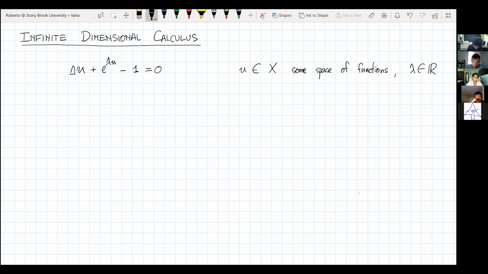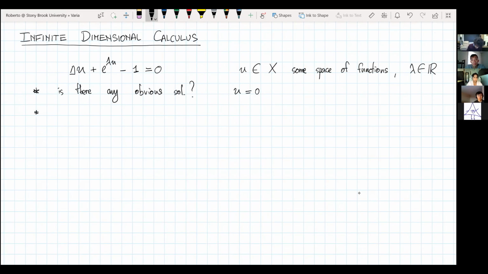And now we can ask some questions. The first question is: is there any obvious solution? And the answer is yes. Obvious is not really a mathematical term, but if you take u equals 0, that's a solution. You just get 0 plus e to the 0 minus 1, which is 0 for every lambda.